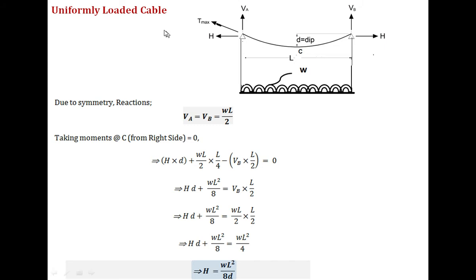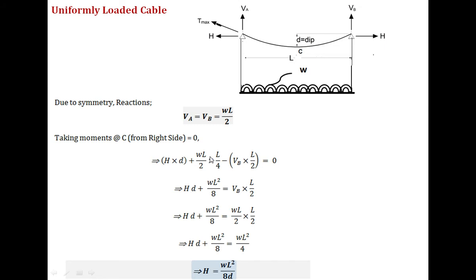In order to find H, we have to take moments at point C0. In a cable, moment at any point is 0, we know it. Since we know the dip here, let us take moment at C0. Considering the right hand side, H into D is clockwise, plus the total load W into L by 2, acting at L by 4, so that is the moment due to this UDL. Then VB into L by 2 is anticlockwise, negative, should be 0.